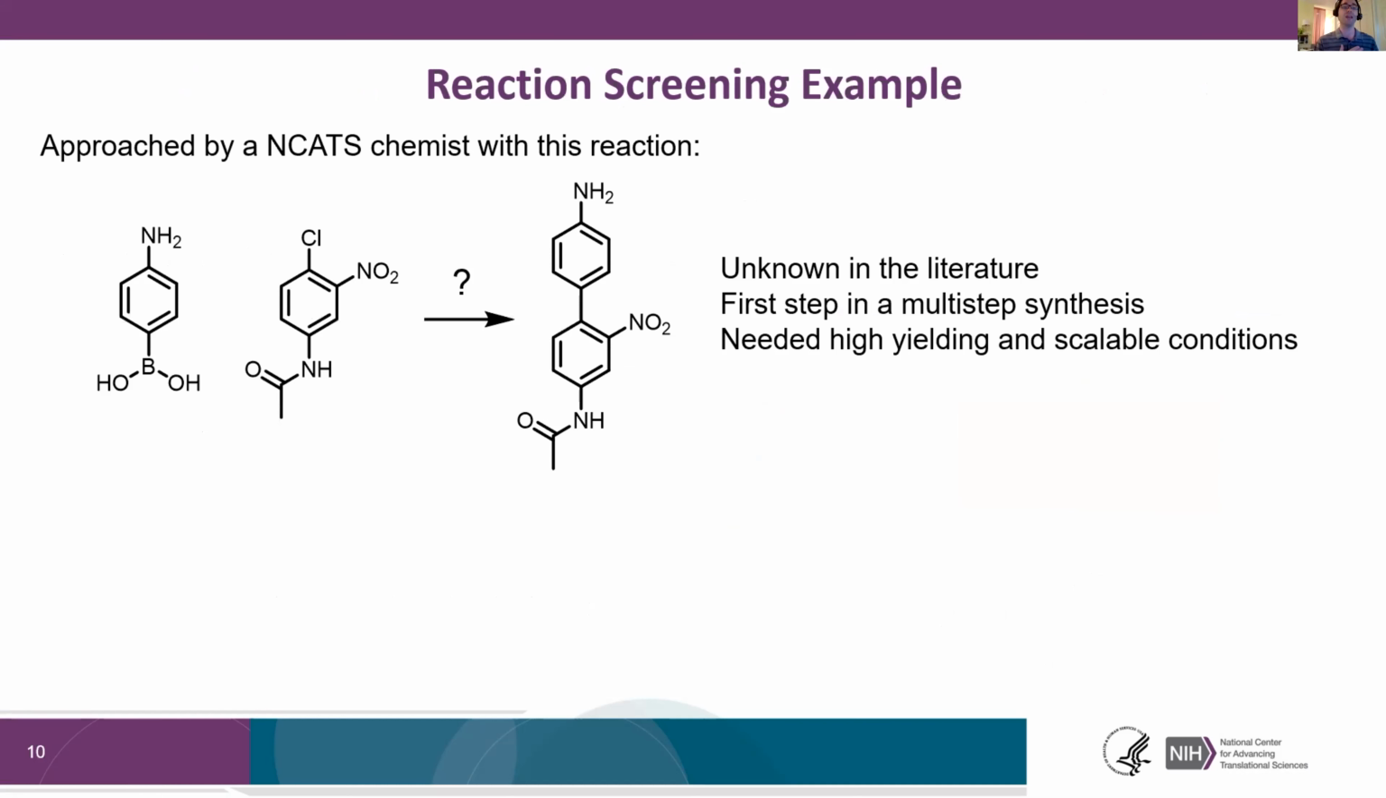This was a chemical reaction that we were approached with by an NCATS chemist. This reaction was unknown in the literature and was the first step in a multi-step synthesis. The user really wanted a high-yielding reaction that could be scalable for their needs, as you might imagine. So we took this Suzuki cross-coupling reaction.